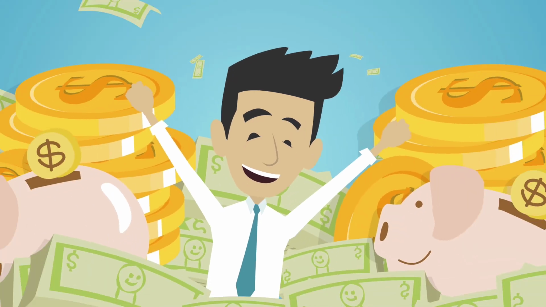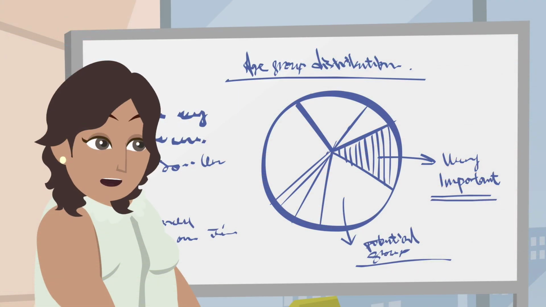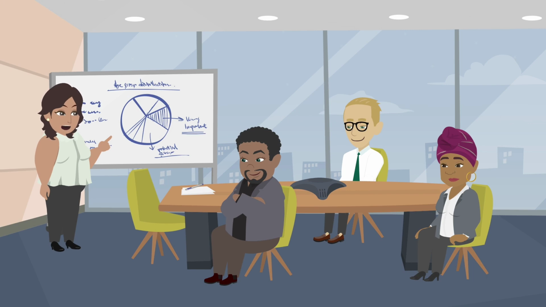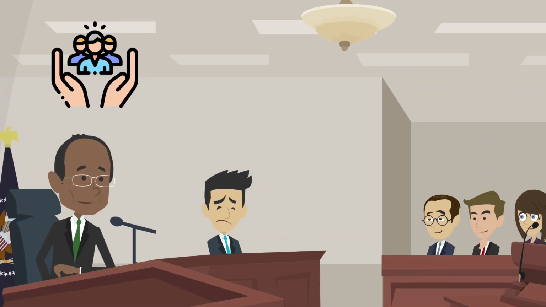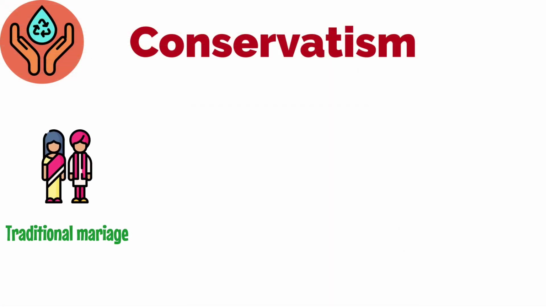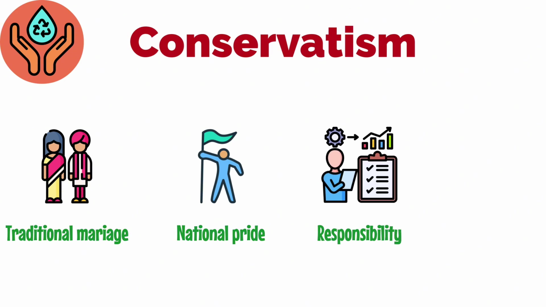Conservatives typically favor a smaller government role in the economy, advocating for free market policies where businesses can operate with minimal regulation. However, they also believe in maintaining strong laws to preserve social order and moral values. This might include supporting traditional marriage, promoting national pride, and encouraging personal responsibility over government dependency.